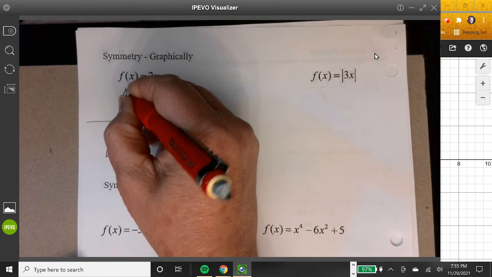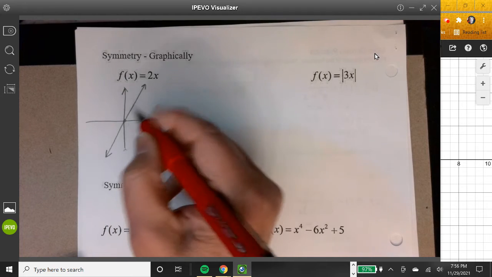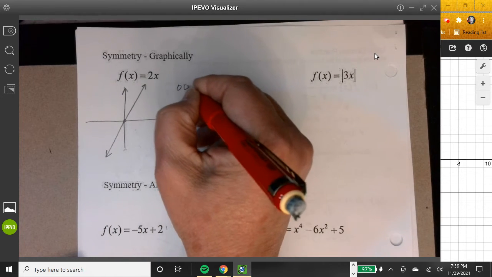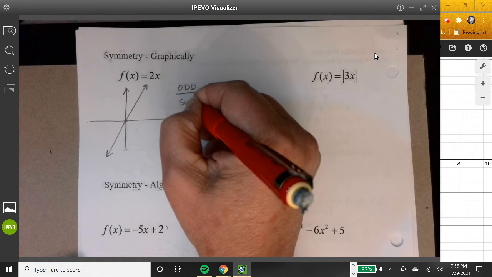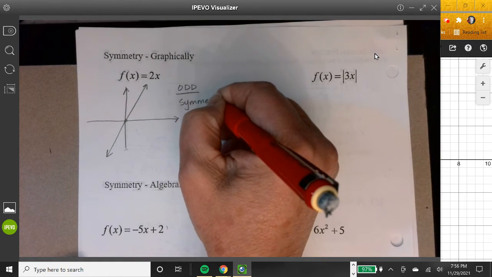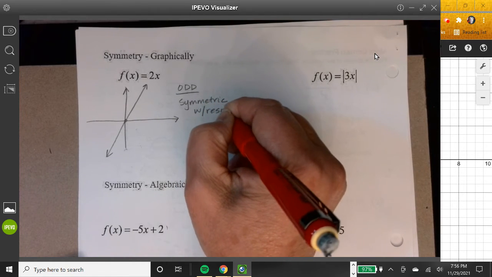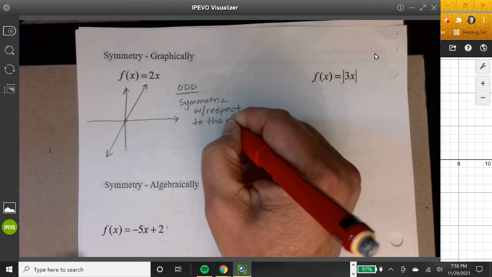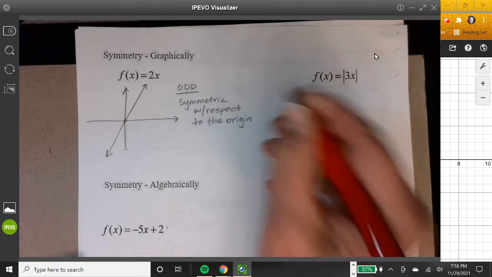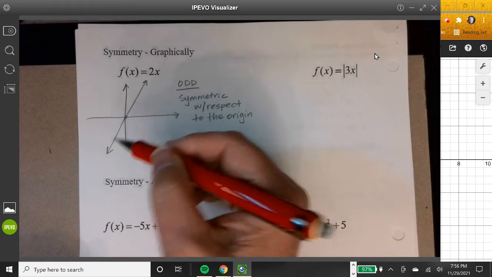Now, if you look at this graph, it's symmetric with respect to the origin. So this function is odd graphically because it's symmetric with respect to the origin. Odd, origin. It's opposite. Okay?